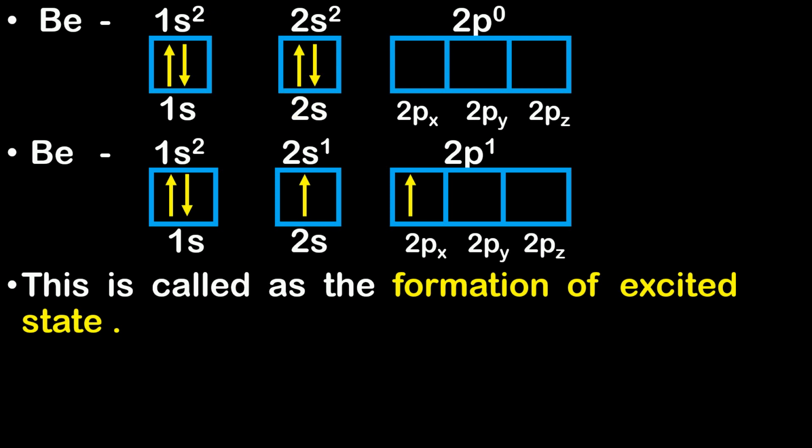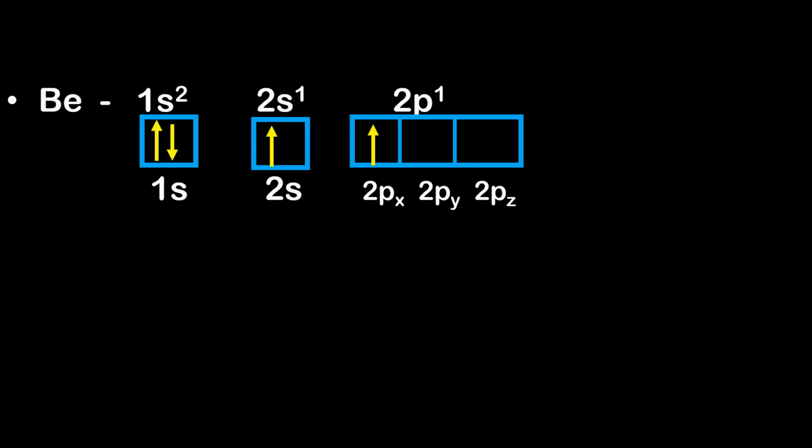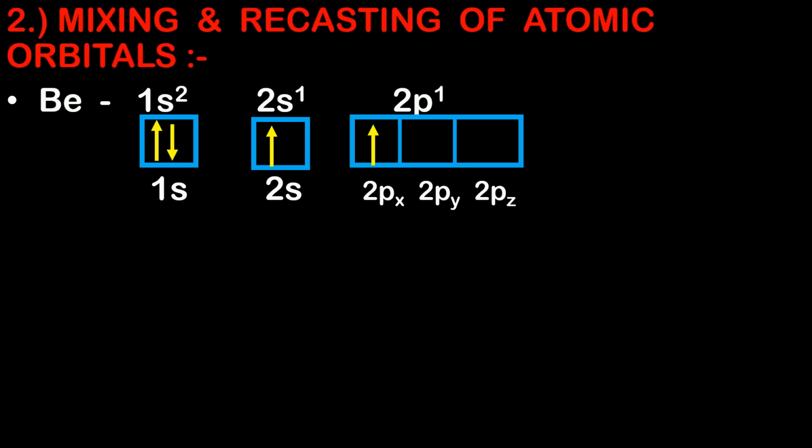Here we finish the first step of hybridization. Now let us move on to the second step of hybridization. The second step tells us about mixing and recasting of atomic orbitals. Now what is the meaning of this? Let's understand. Okay, now guys, we have got 2 unpaired electrons.